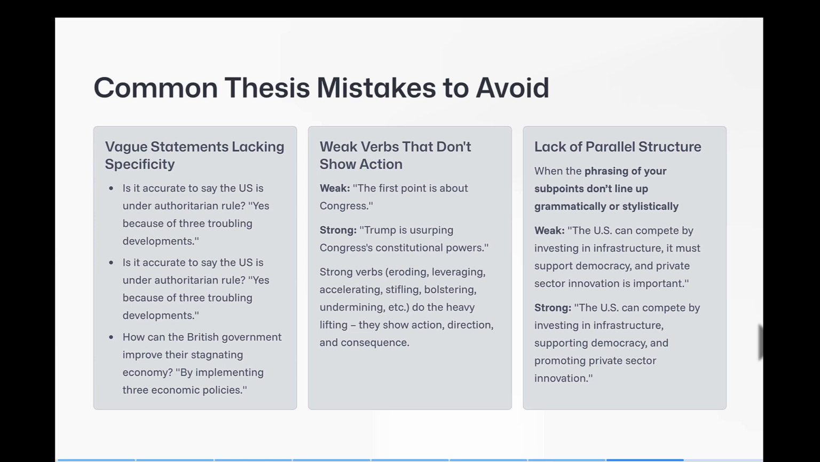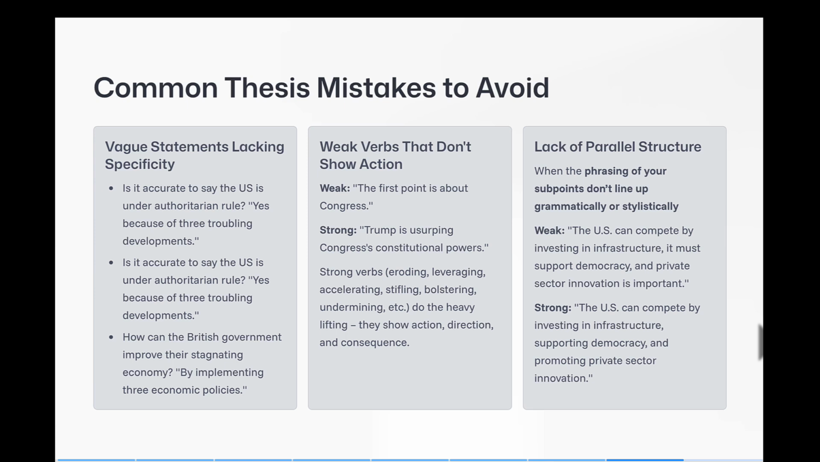They said yes, because of 3 troubling developments. It's not really an umbrella thesis. Obviously, it's super vague. What are the developments? Let's look at this next one. Then the second one says, how can the British government improve their stagnating economy? By implementing 3 economic policies. It's like, well, duh, that's exactly what you would need to improve an economy, but what are those going to be? So I think those are the types of mistakes I see.